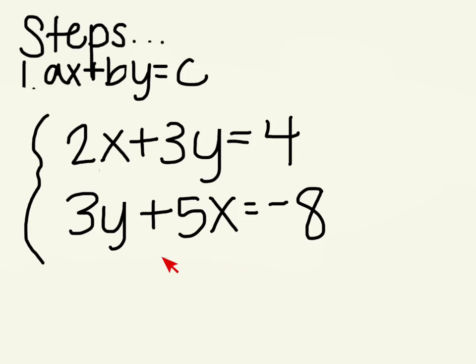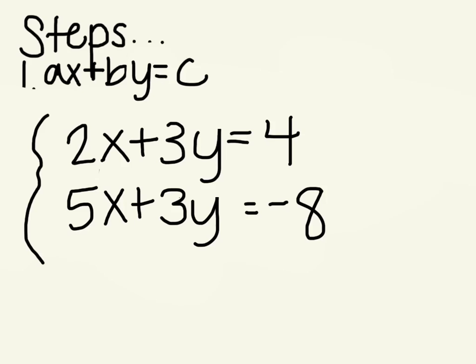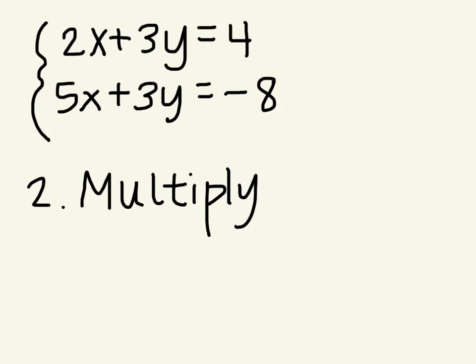My second equation is not written in that form, so I need to rearrange my x and my y terms so that it matches the equation above it. So my 5x and my 3y need to switch, making the first equation 2x plus 3y equals 4. And directly below that, I now have 5x plus 3y equals -8. My x terms are lined up, my y terms are lined up, and my c terms are lined up. Once my terms are lined up, I'm ready to move on to step number 2.